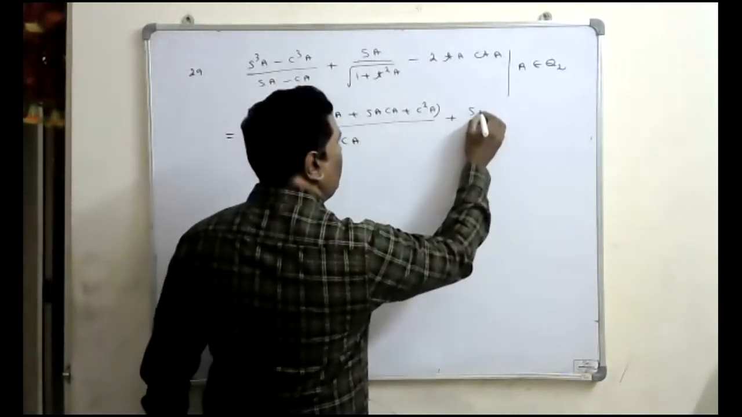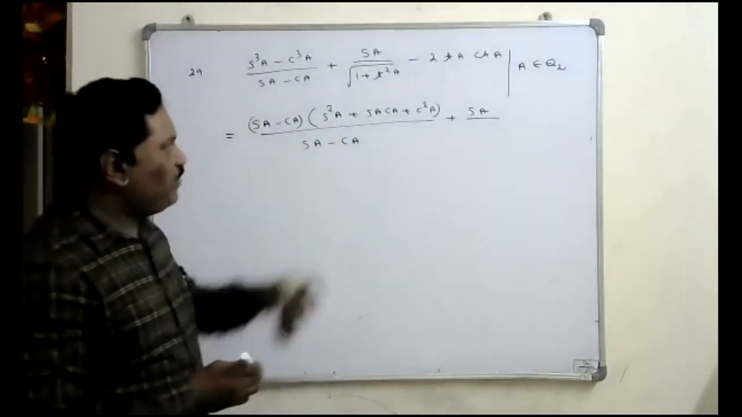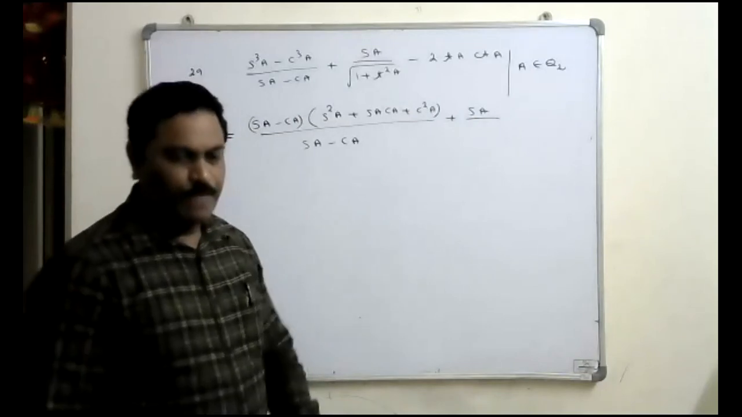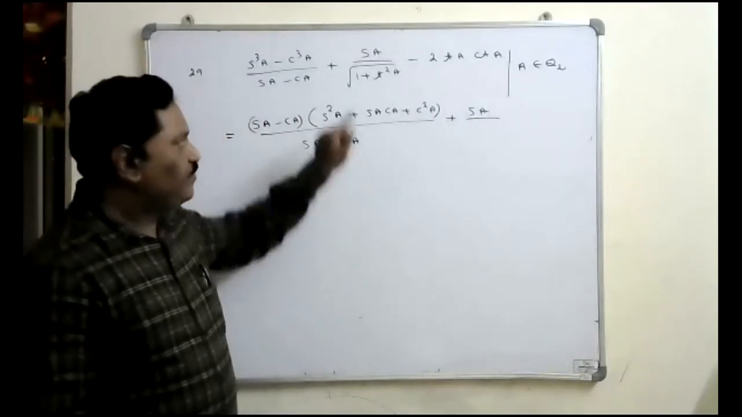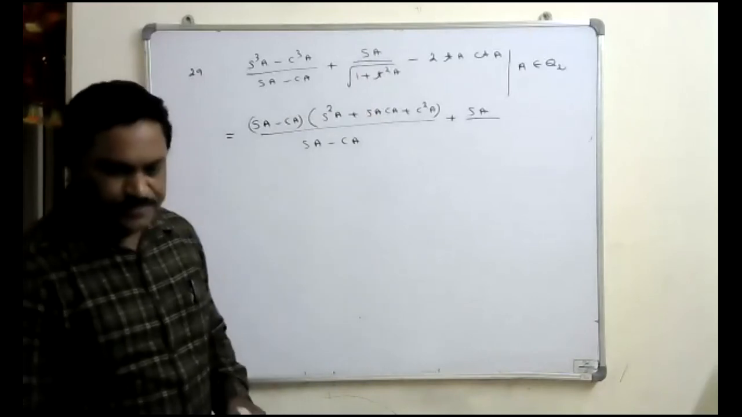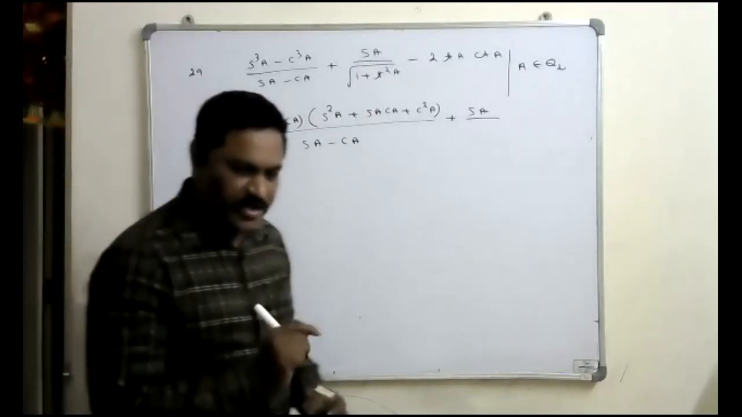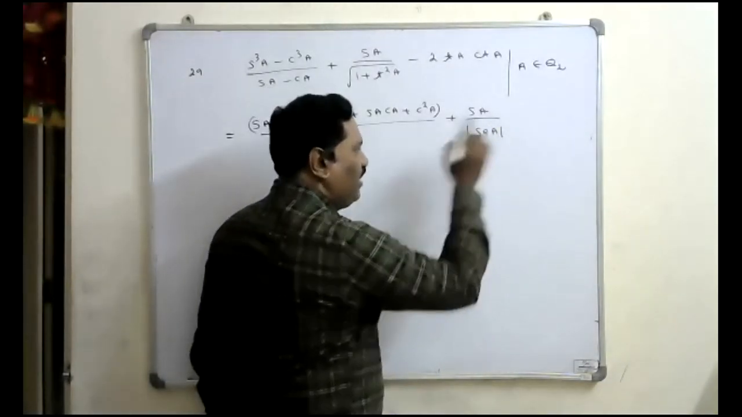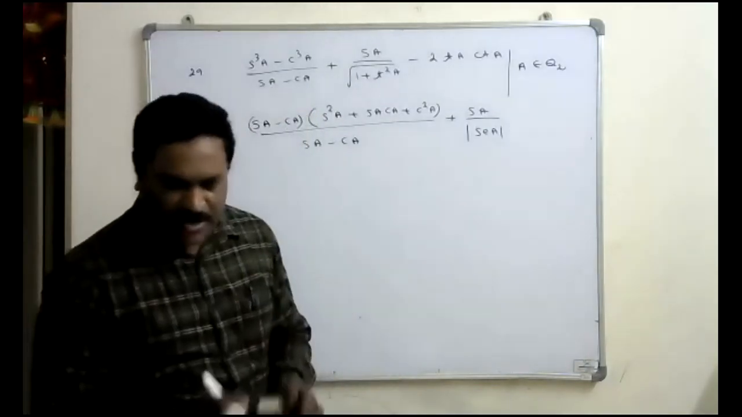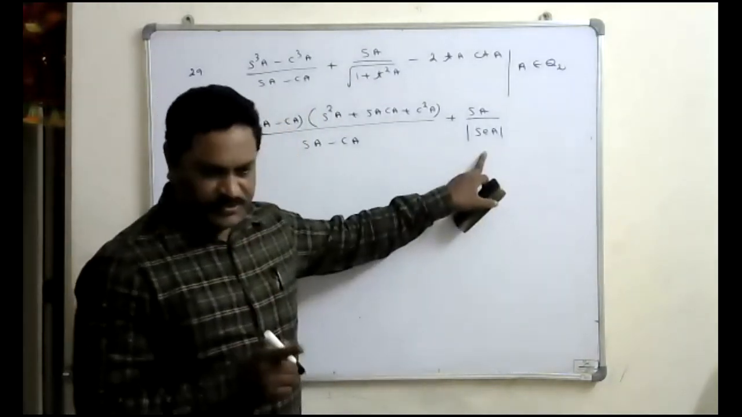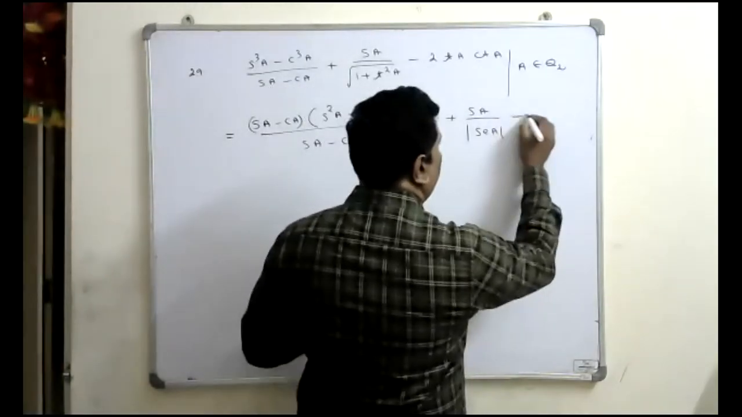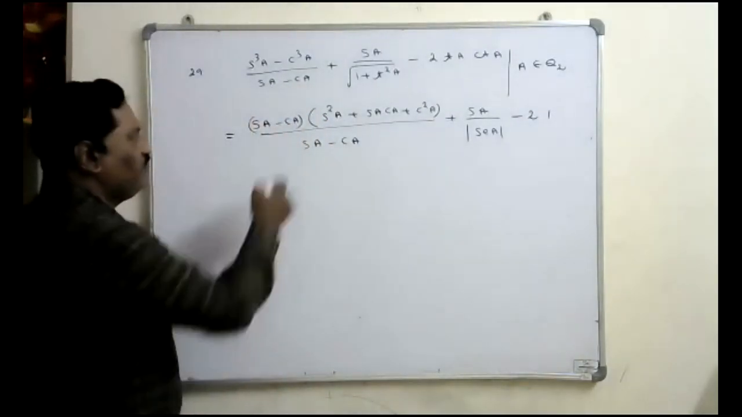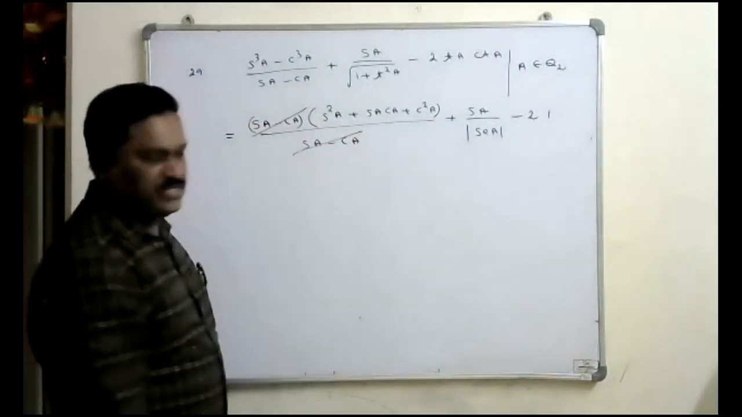plus sin A upon under root 1 plus tan square A. How much is 1 plus tan square A? Secant square A. Under root secant square A is mod secant A. Remember that, if any unknown value is coming out of the square root, compulsorily you have to keep the modulus. Minus 2 into tan A into cot A, which is 1. Tan A into cot A is 1. Where sin A minus cos A gets cancelled.